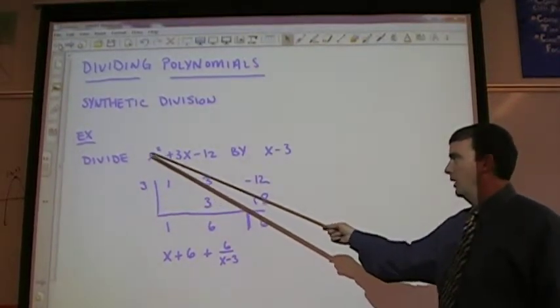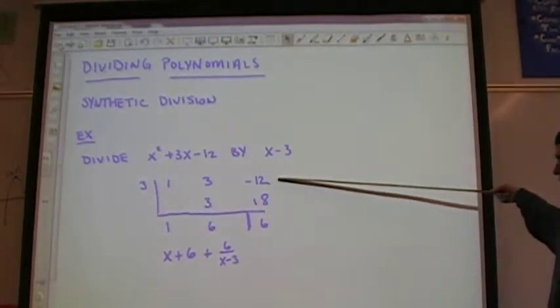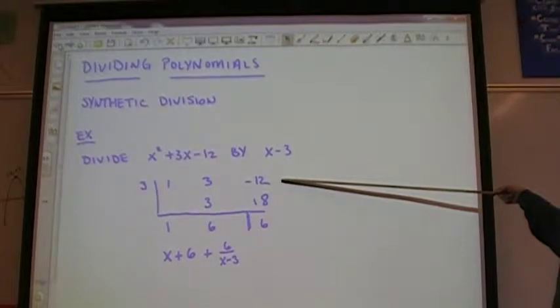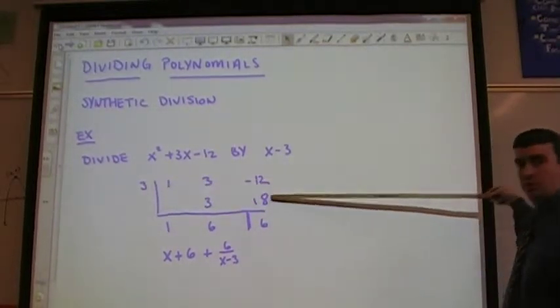So we have 1, 3, negative 12. The negative 12 goes up above the remainder box. Very simple so far. Any questions about how I get the first row of numbers?